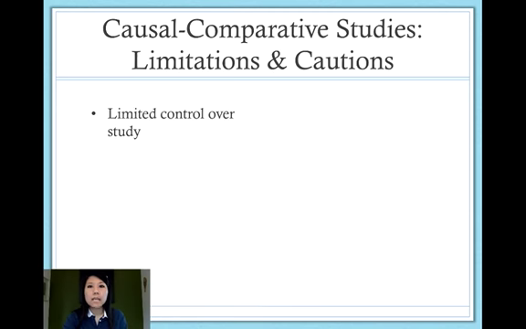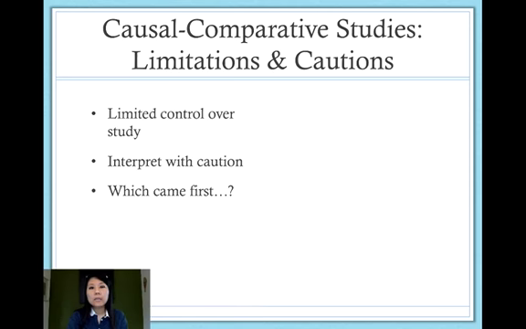All right, with that said, there are some limitations and cautions for causal comparative studies. One is that there's limited control over the study, right? Experimental studies are good because you actually can control and manipulate variables, but we can't do that with causal comparative studies. And so we have to be cautious about the interpretations.